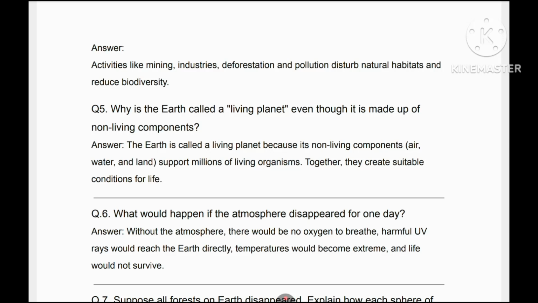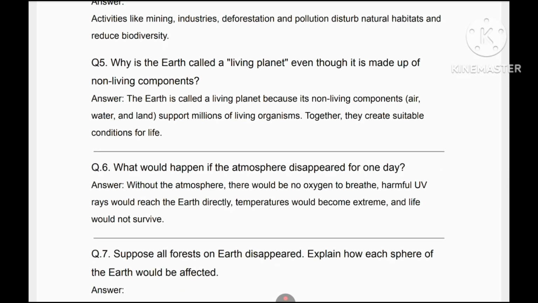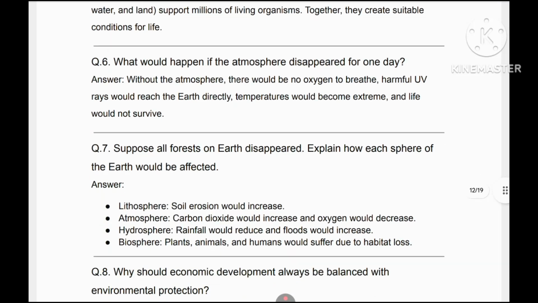Why is the Earth called a living planet even though it is made up of non living components? The Earth is called a living planet because its non living components, air, water, and land, support millions of living organisms. Together, they create suitable conditions for life. What would happen if the atmosphere disappeared for one day? Without the atmosphere, there would be no oxygen to breathe. Harmful UV rays would reach the earth directly, temperatures would become extreme, and life would not survive.